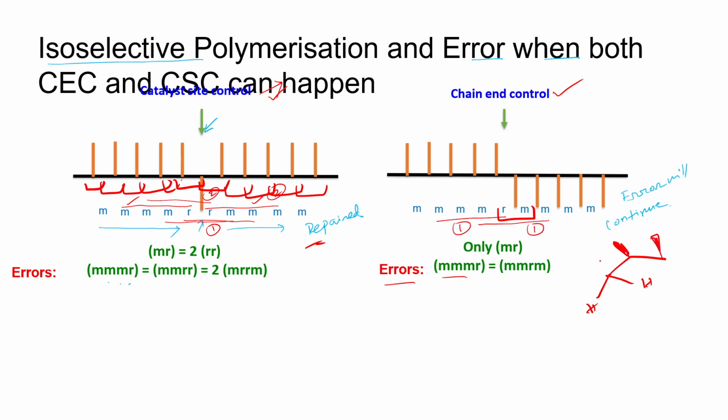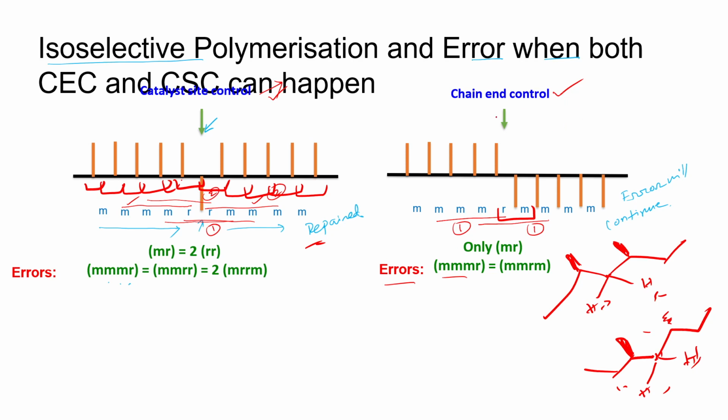So when it is meso, these two hydrogens are chemically different, and when it is racemic, these two hydrogens are chemically equivalent. So in the NMR you can observe that, and you can say what kind of mechanism you are following.